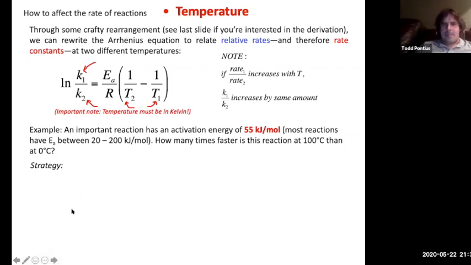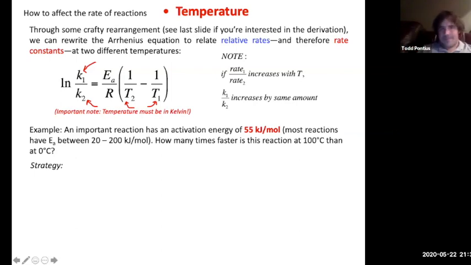So let's say an important reaction has an activation energy of 55 kilojoules per mole. Most reactions fall somewhere between 20 to 200. That's not a definitive rule, but just in general, most of them fall into that category. How many times faster is this reaction at 100 degrees Celsius than at 0 degrees Celsius? The most important part about this, because this is a little bit of a ghastly equation, we've got natural logs, we've got parentheses, we've got variables and denominators.